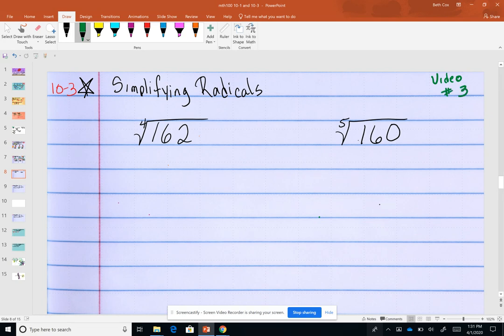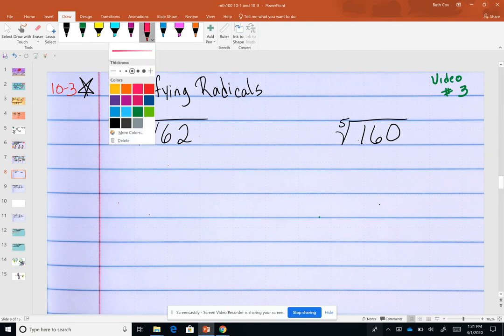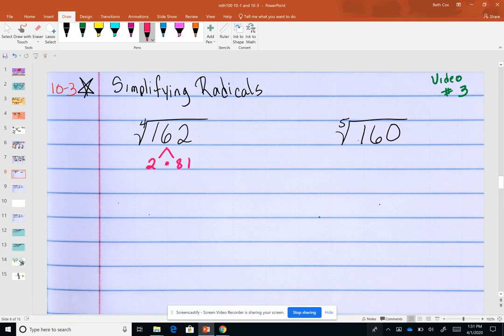Okay, so we're going to do this one. We have a 4th root and a 5th root that we're going to do. And again, the first step we're going to do is to prime factor everything. So I'm going to prime factor this 162, and I know that's going to be 2 times 81, and then 81 is 9 times 9. I'm going to bring 2 down, and I know that this 9 is 3 times 3, and this 9 is 3 times 3. So I get it all the way factored.